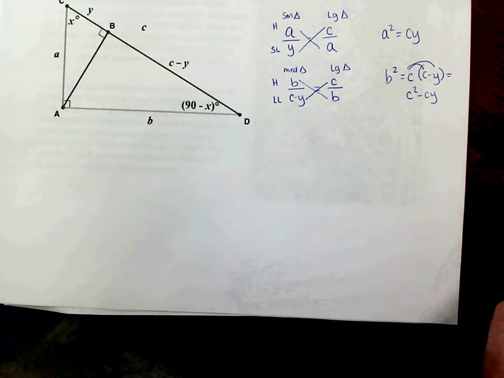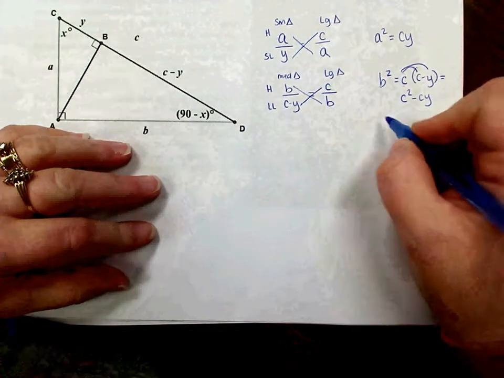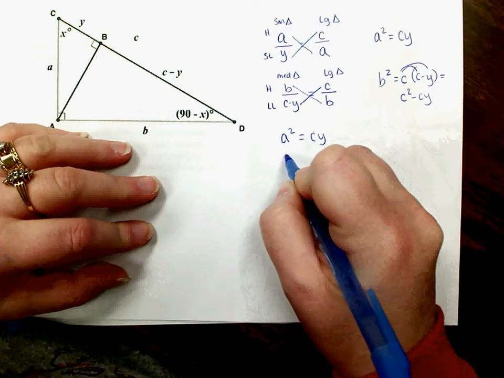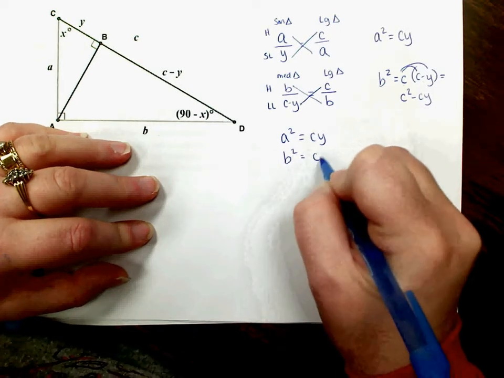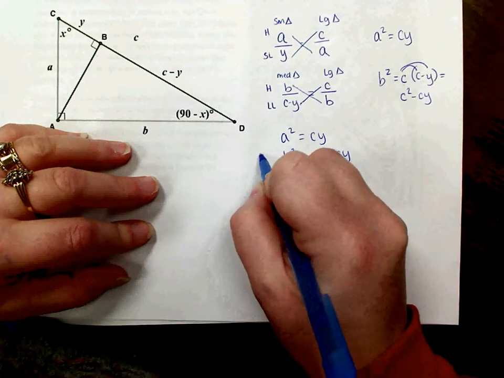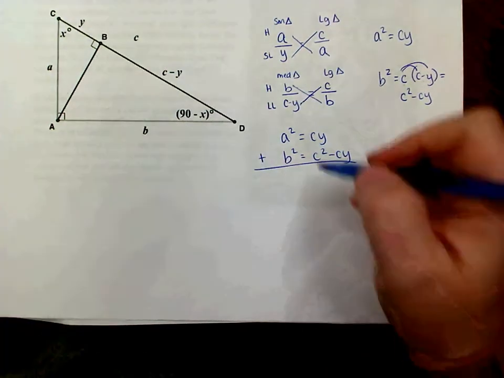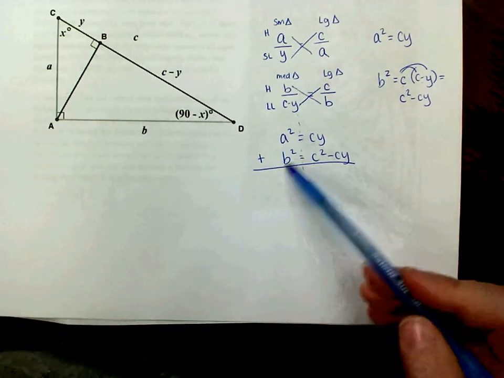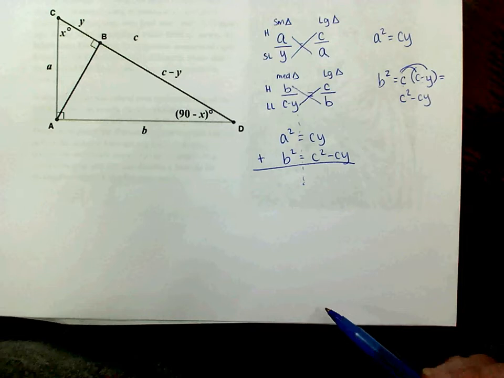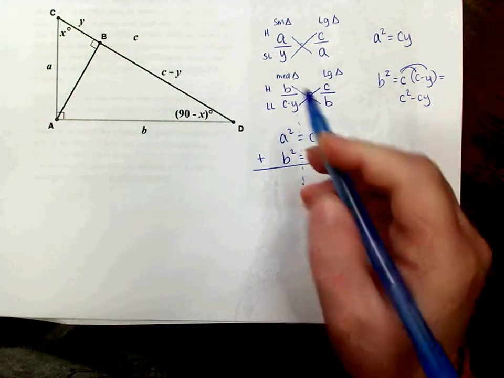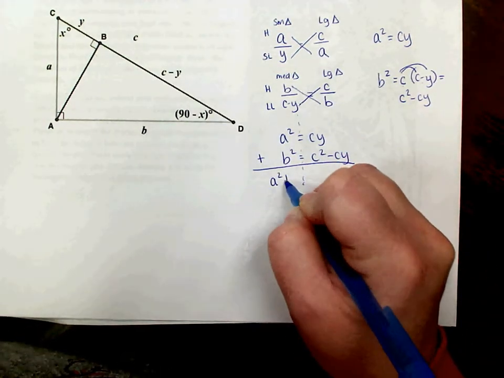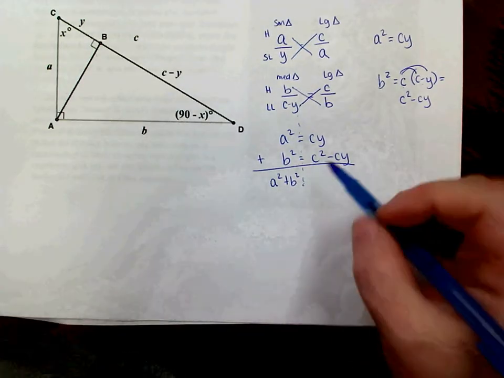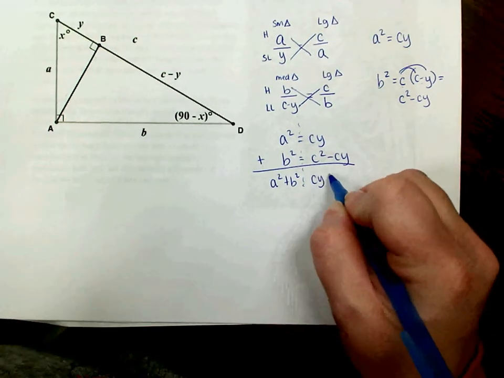So now it tells us to sum, that means to add. We're adding these two equations together: the A squared equals CY and the B squared equals the C squared minus CY. And just like you did in Algebra 1, when you were solving systems of equations by elimination, you learned you can add the two sides of an equation together. So here we get A squared plus B squared. That goes in the first two blanks on the left side of that equal sign. On the other side, we have CY plus C squared minus CY.